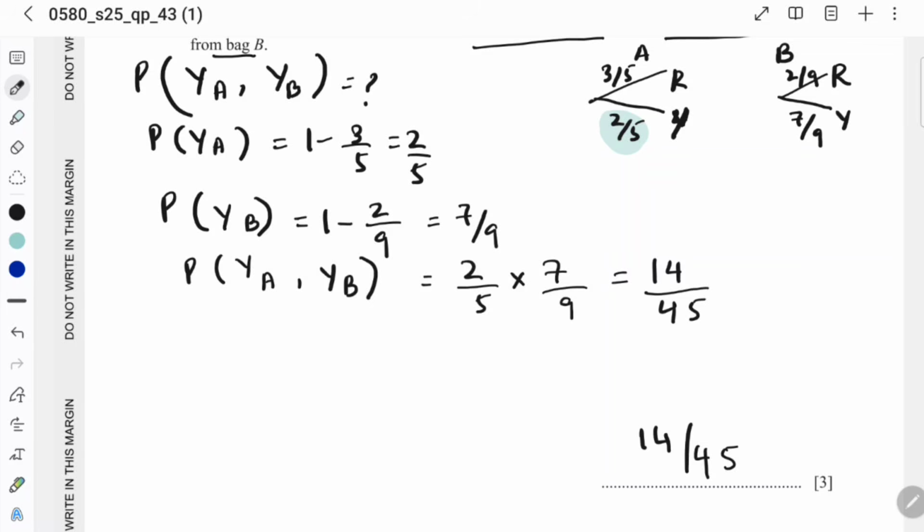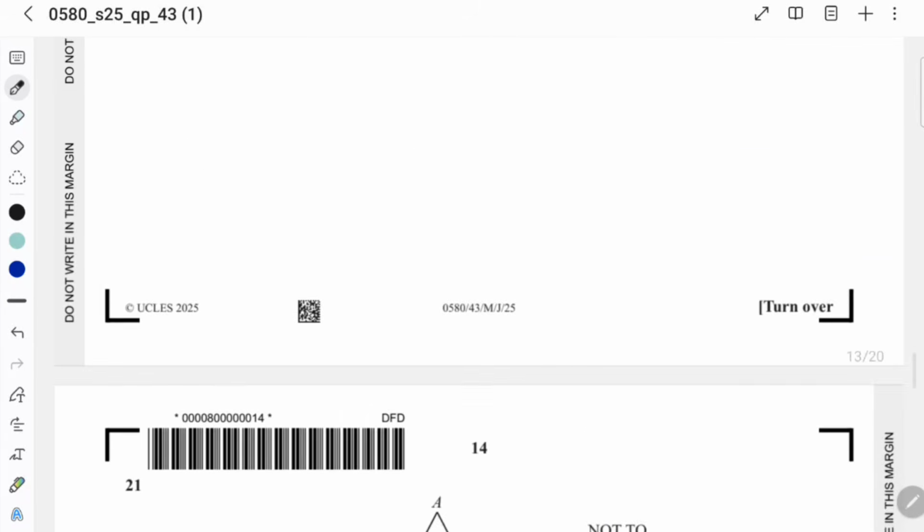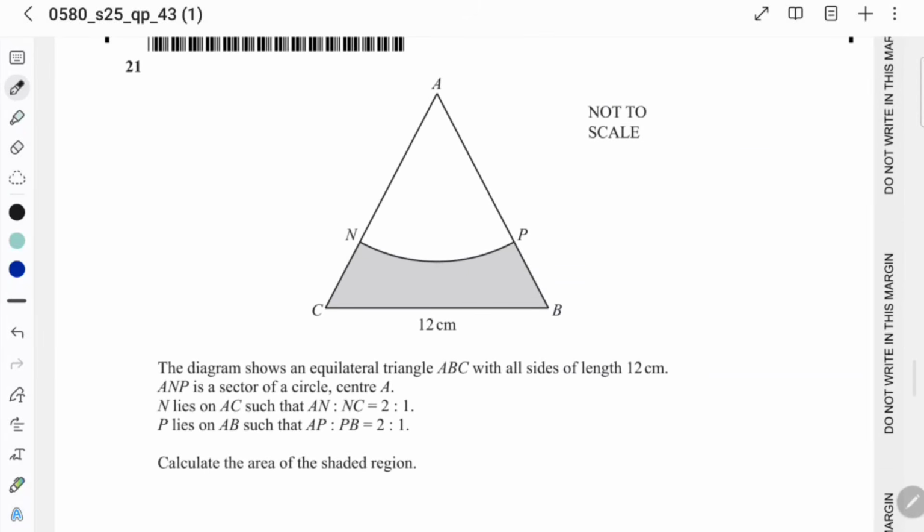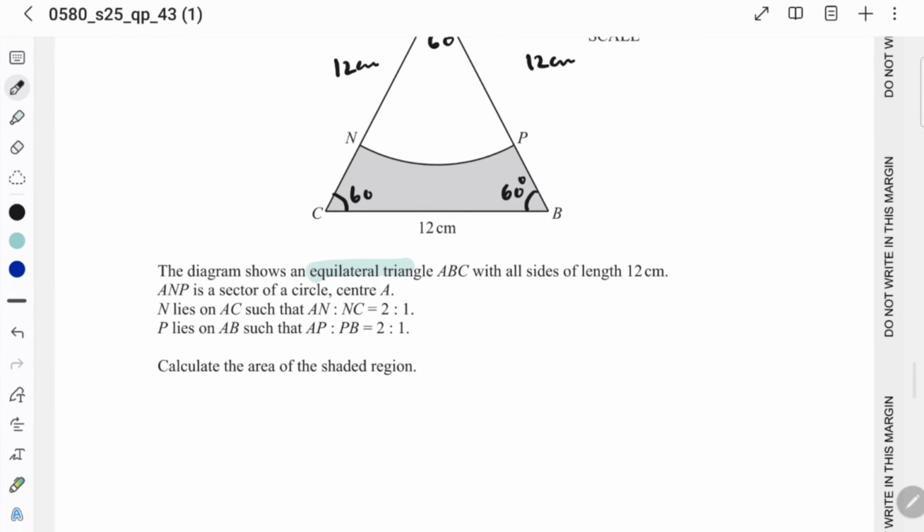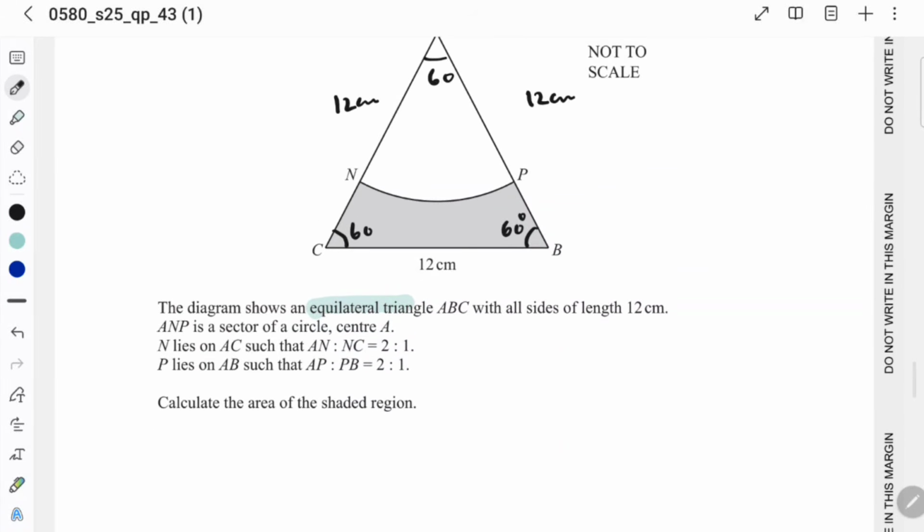Okay, now the next question is question number 21. You can see this is a sector and the whole is a triangle. What type of triangle is it? It's an equilateral triangle. First of all, an equilateral triangle has all sides equal. This is 12, this is 12, and the side CB is also 12. The angles will each be 60 degrees, because 180 divided equally by 3 gives 60 degrees each. These things we know, so we have labeled it.